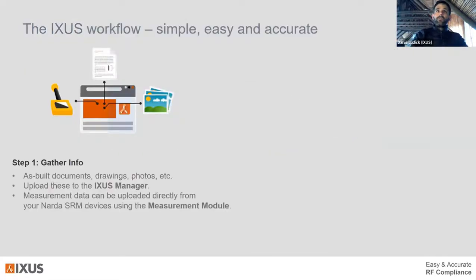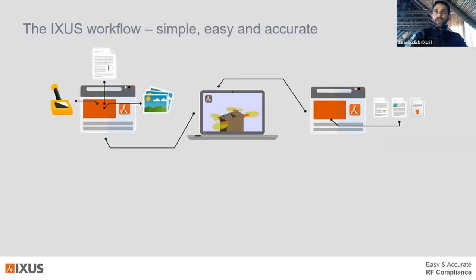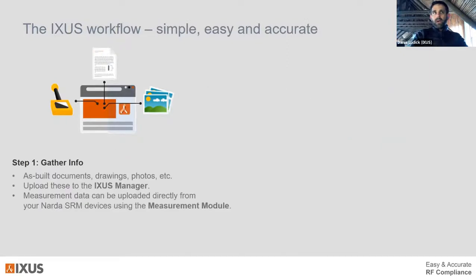Just to recap, getting a site survey done is a three-step process. Step one is you gather your information. That includes your as-built documents, drawings, photos, even other CAD files that might exist, like DXF files and so on. You upload these to your IXUS Manager. You can also incorporate measurement data directly from your devices like the NARDA SRM.